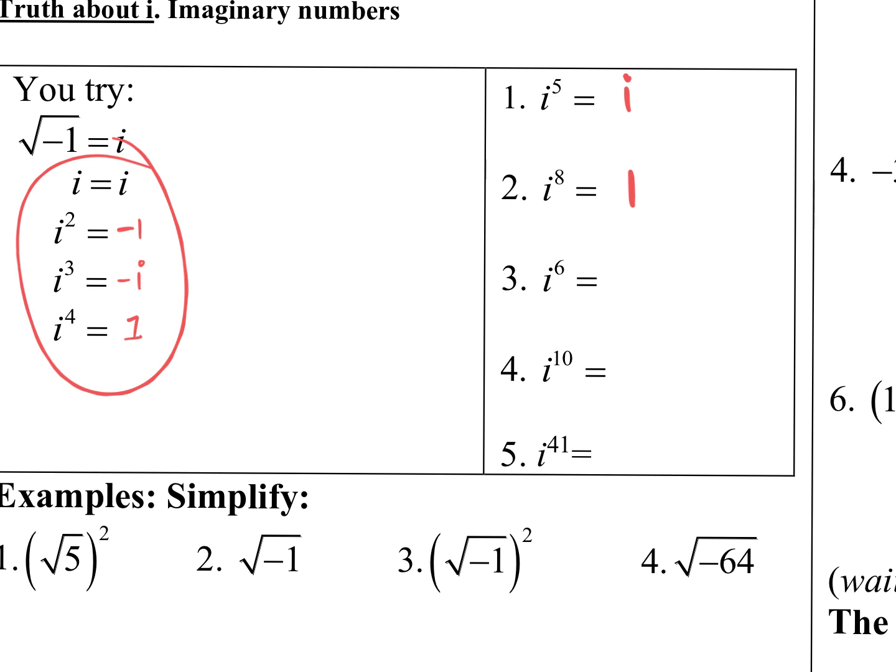What's i to the sixth? Well, you can't divide it evenly by 4. If you did divide by 4, you have a remainder of 2. That's i to the second. What's i to the second? Just negative 1.